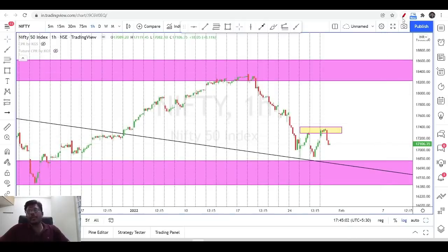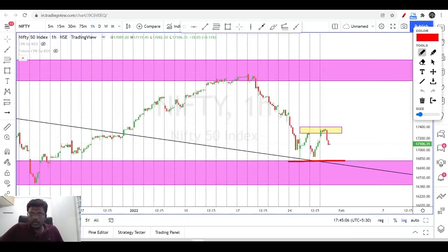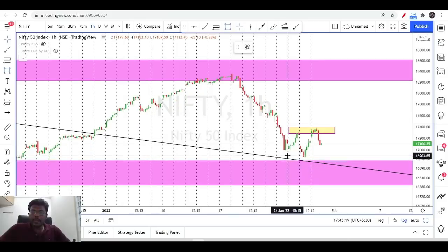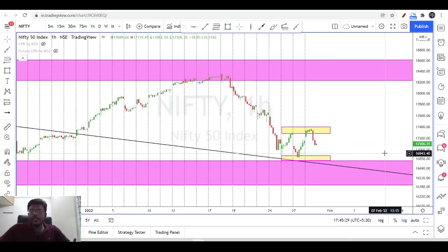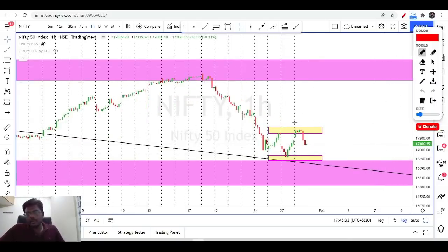Still there is no proper direction. Now this is a small support zone in Nifty. So I will draw a swing low over here. So these are the important levels in Nifty. If Nifty breaks this resistance zone on the upside, then we can look for a long opportunity. If Nifty breaks this support zone on the downside, we can look for short opportunities.